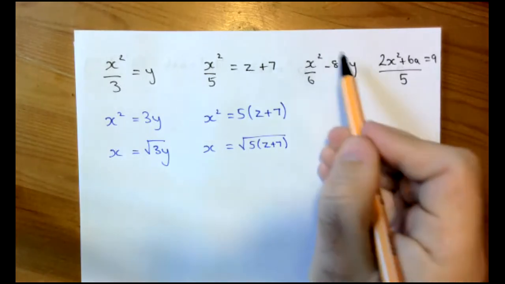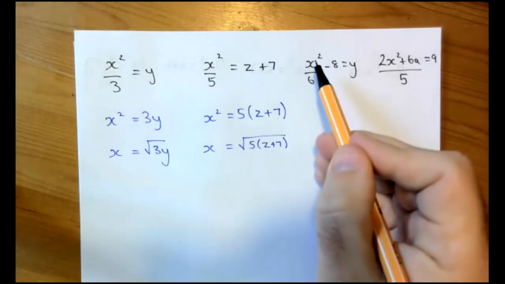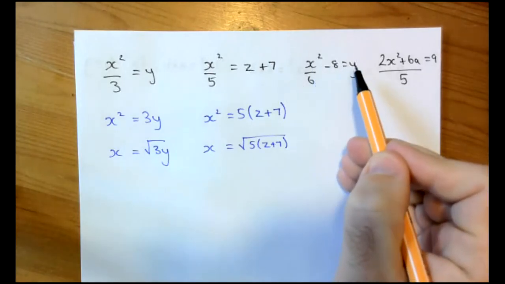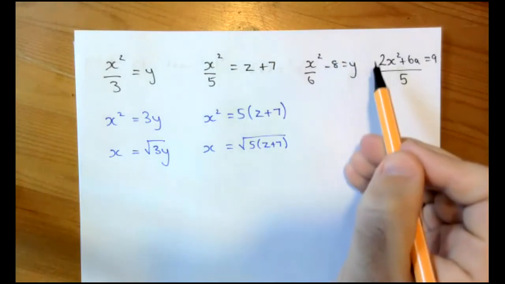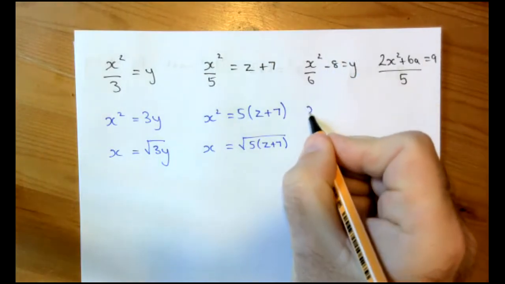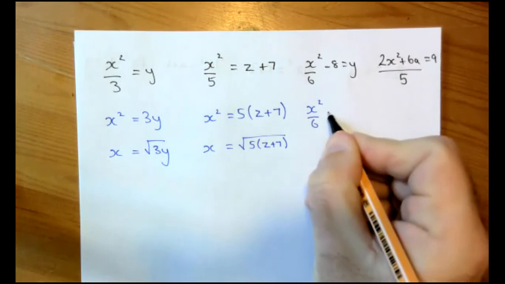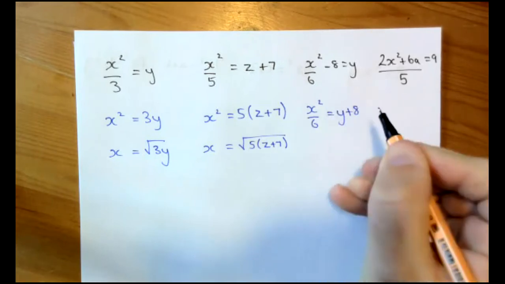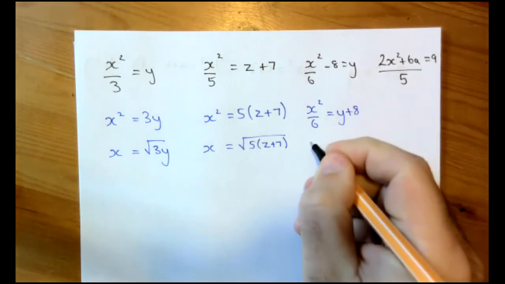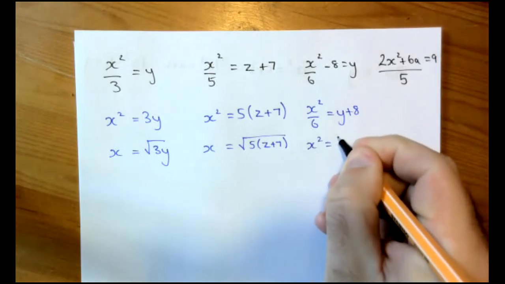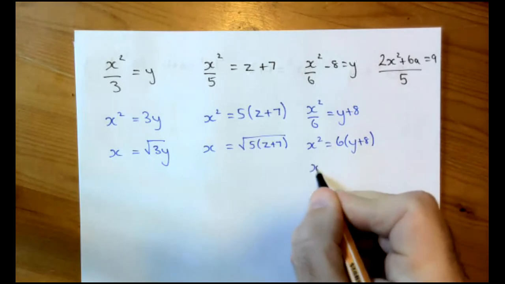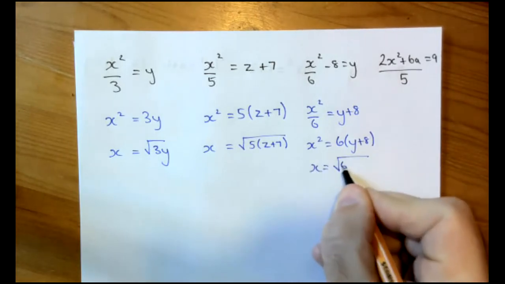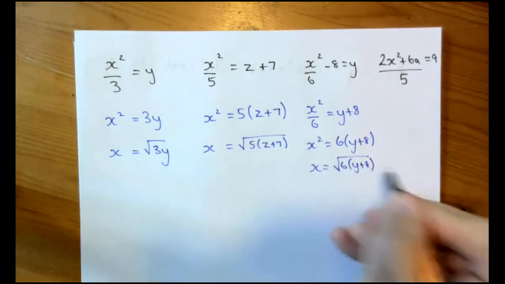Okay, so the third one's slightly different. So I've got x squared divided by 6 minus 8 equals y. So the first thing I want to eliminate is the minus 8. I'm going to add that to the other side. So x squared over 6 equals y plus 8. So x squared equals 6 lots of y plus 8. So x equals the square root of 6 lots of y plus 8.